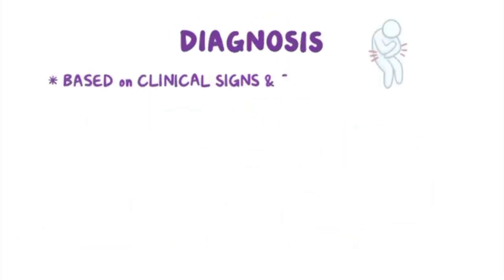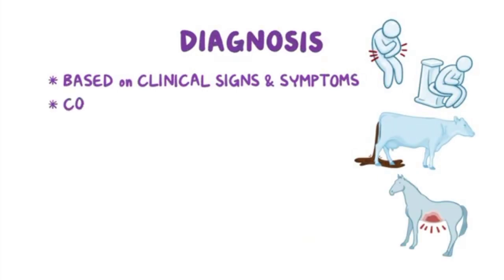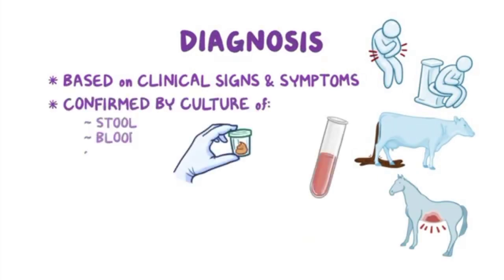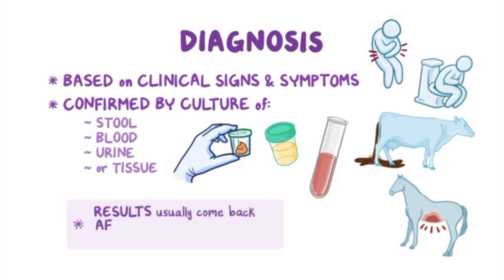Diagnosis of salmonellosis is based primarily on clinical signs and symptoms. It can be confirmed by culture of stool, blood, urine, or tissue. However, test results usually come back after symptoms have resolved, and therefore diagnosis is usually based on the symptoms.